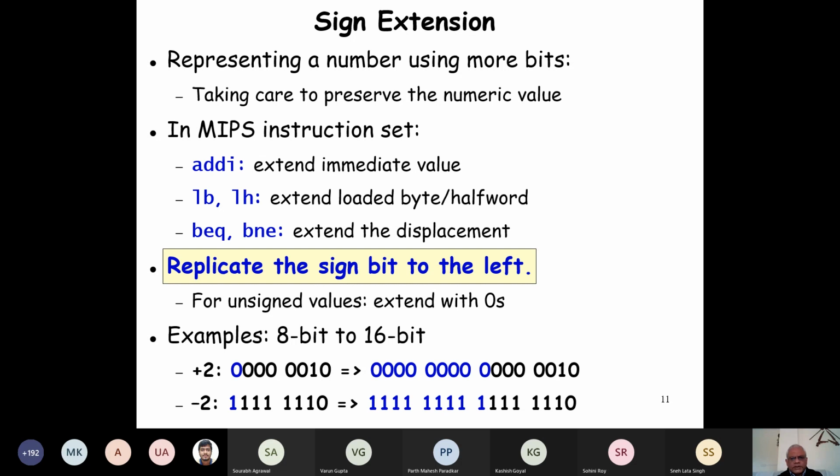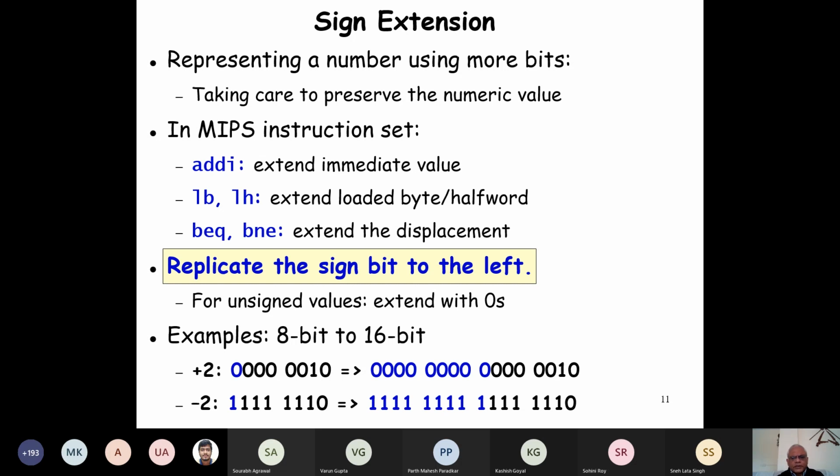Now we want to convert it to 16 bit. Then we looked at the most significant bit, 0, and then we just sign extend the rest of the bits. And for -2, we observe the most significant bit to be 1, and then we replicate that 1 in the rest of the bits in the upgraded representation. But why does it work?